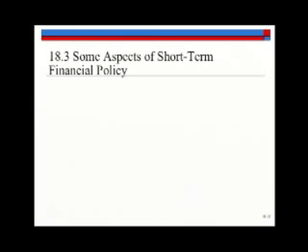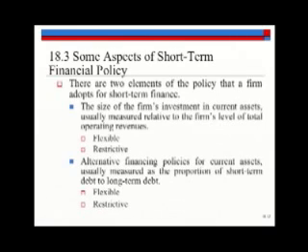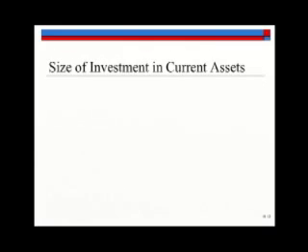All right, let's think about some other aspects of short-term financial policy. Two aspects we want to focus on. The first is the size of the firm's investments, and the second is the type of financing policy that we want to use. So how much current assets should we have, and how should we finance them? We have two options for the size of the investment in current assets, flexible and restrictive, and two approaches for financing policies, again, flexible and restrictive. Let's define those. So how should we think conceptually about the size of our investment in current assets?